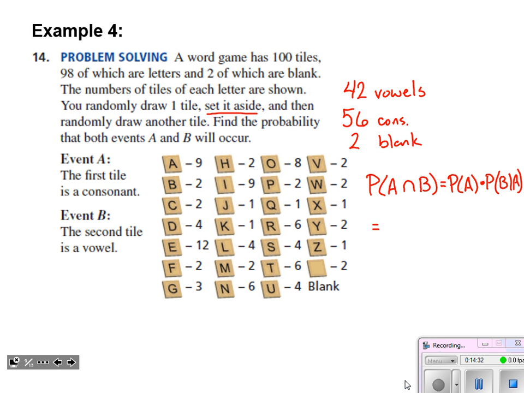The first one, I draw a consonant. Well, there are 56 consonants out of 100 possible tiles to draw in the sample space. And the second one must be a vowel. All right, there are 42 possible vowels, but since A has already occurred, there are only 99 tiles left in the box. Okay, so we multiply those together to find our probability that both events occur. And what I get is the decimal 0.2375, or about 23.8%.